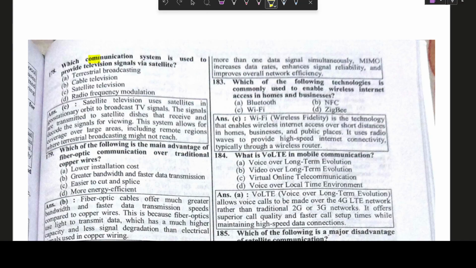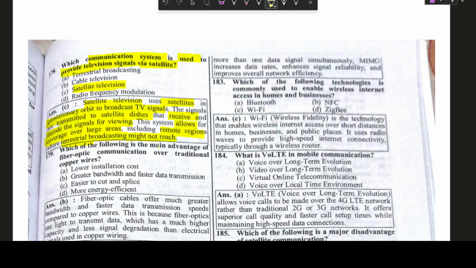Which communication system is used to provide television signals via satellite? So its answer is satellite television. Satellite television uses satellites in geostationary orbit to broadcast TV signals. The signals are transmitted to the satellite dish that receives and decodes the signal for viewing. This system allows for coverage over large areas, including remote regions where terrestrial broadband might not reach.